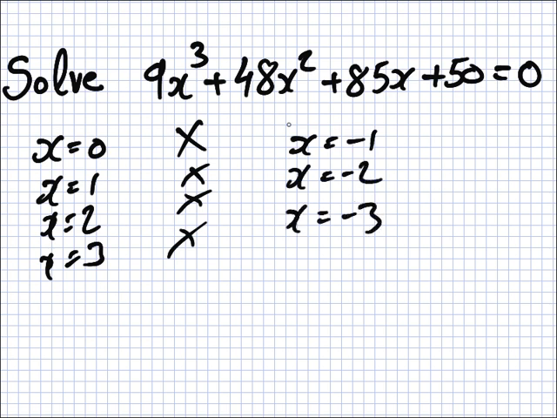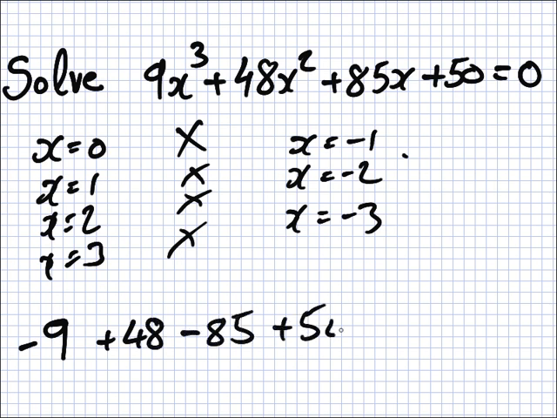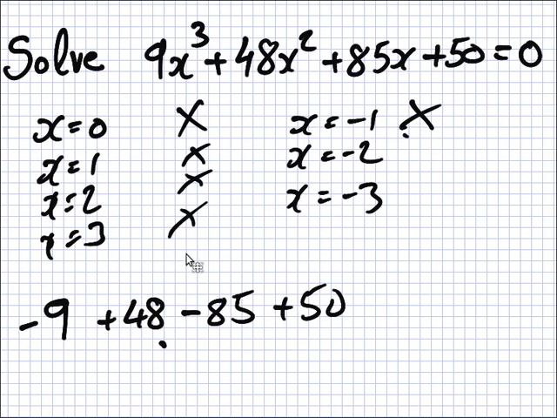Yeah. So let's try -1 first. 9 times -1 cubed is -9. And then that will be plus 48, minus 85, plus 50. Now, could that be 0? No, it looks like it'll be a negative. Oh no, it might be actually. Let's see. What do we get here? We'll get positive 4. Yeah. So that's a no. Okay. Well, let's go on to the next one.